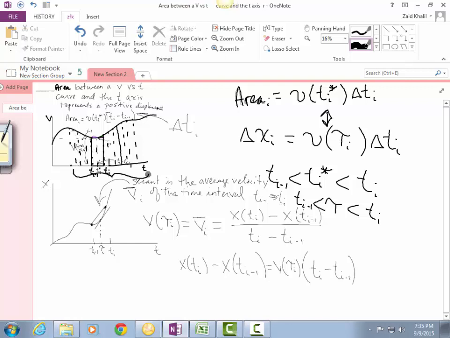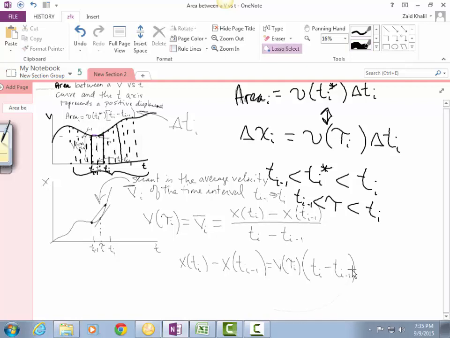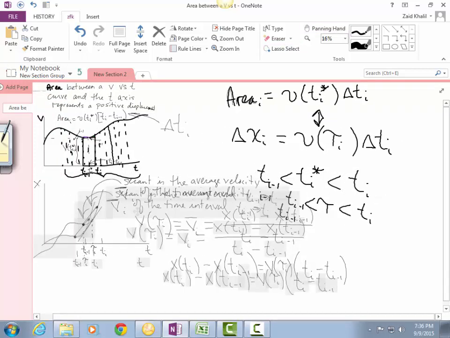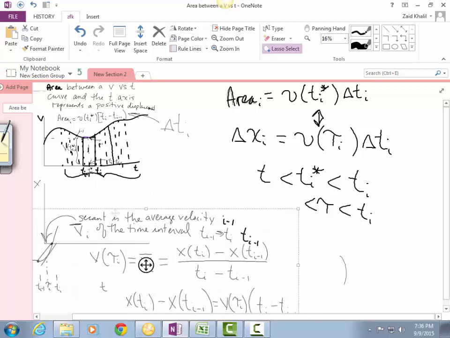So here's your total interval that you're finding the area of. And by increasing the number of subintervals, what's going to end up happening is, let me take this, move it a little bit. Oh, no. Let me erase this.